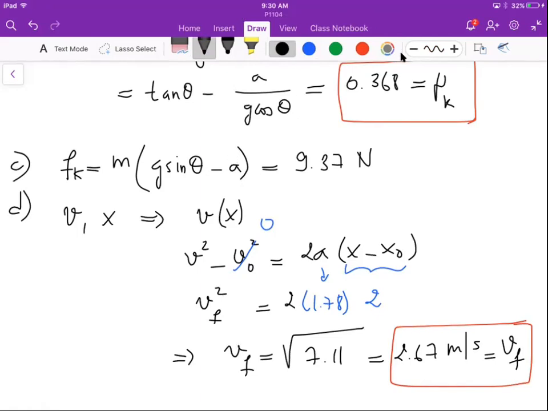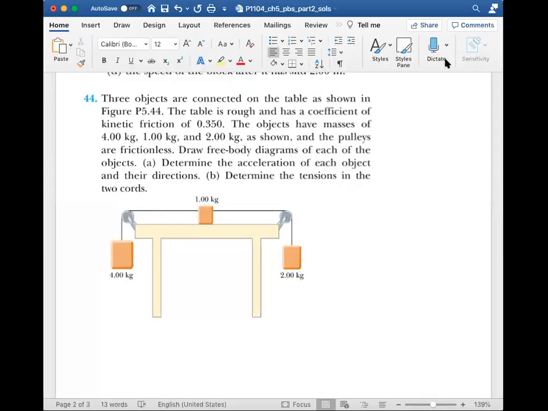So let's move to a new problem. Problem 44. 3 objects are connected on the table as shown in this figure. The table is rough and has a coefficient of kinetic friction of 0.35. The objects have masses of 4, 1, and 2 kilograms. So as we can see, from the first side we have 4, then in the middle on the table we have 1 kilogram, and on the other side we have 2 kilograms.